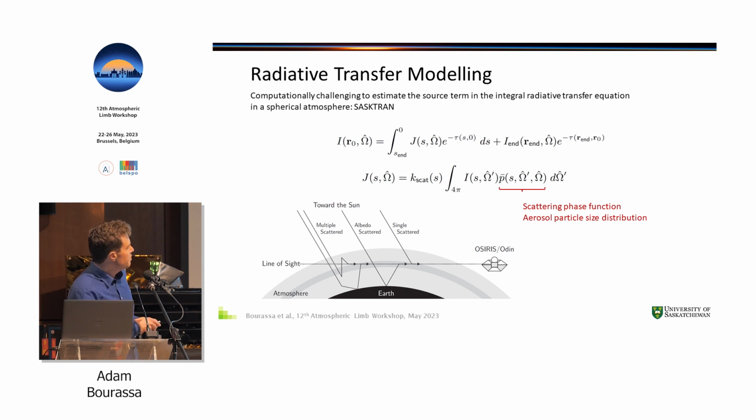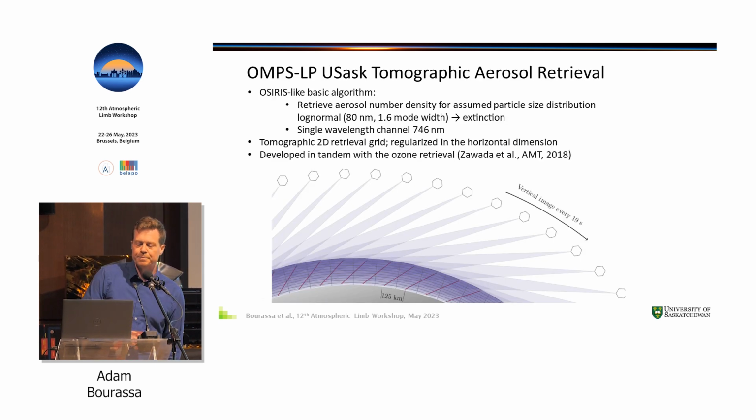The source term, which you have to integrate along the line of sight, has to do with the light that's scattered into that point, which depends on the scattering phase function when there's aerosol, right? And that scattering phase function is really the link to the particle size distribution. This is what changes in the radiative transfer equation as the aerosol particle size changes. So that's where particle size comes in.